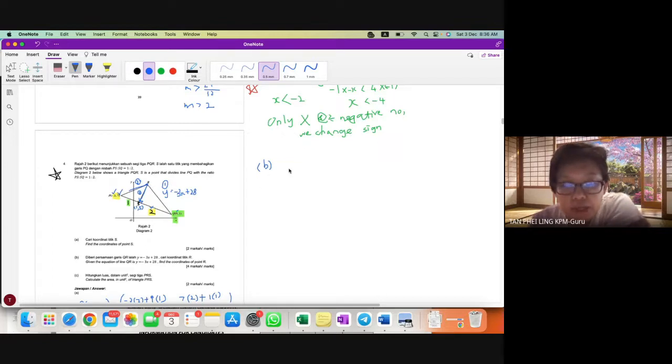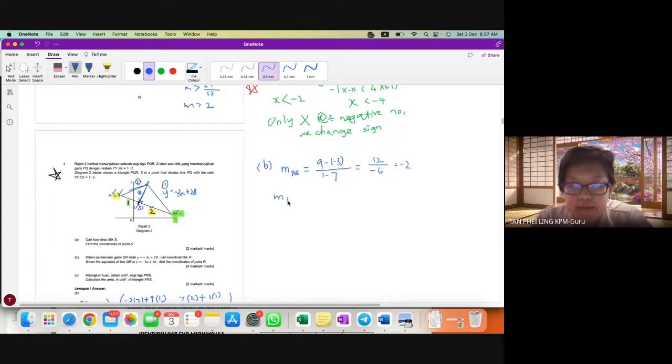So for B, I will start with having my gradient first. So I can find my gradient of PQ, which is my M1. Then the gradient of SR will be the M2. So I'm going to start with the gradient for PQ. I can find gradient of PQ because I have 2 points. So I can start from y2, 9 minus negative 3, over x, which is 1 minus 7. So I'm going to get 12 over negative 6, which gives me negative 2.